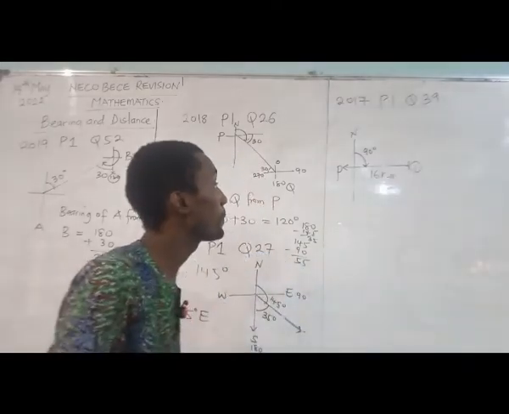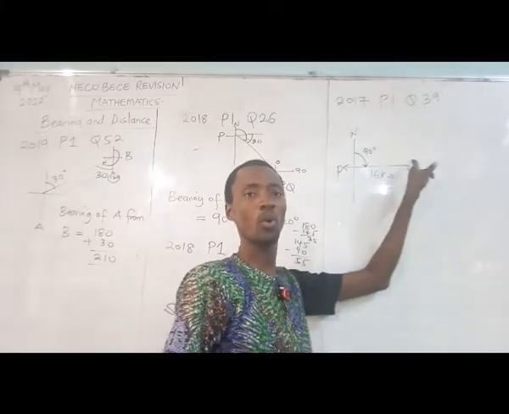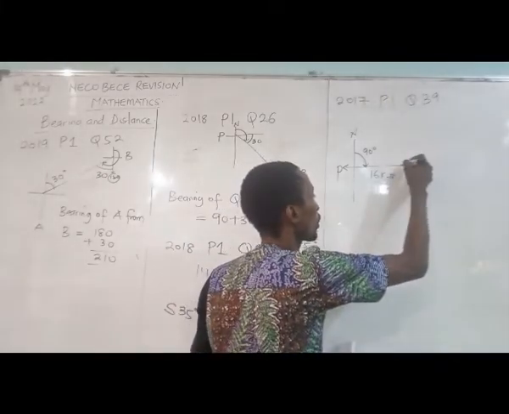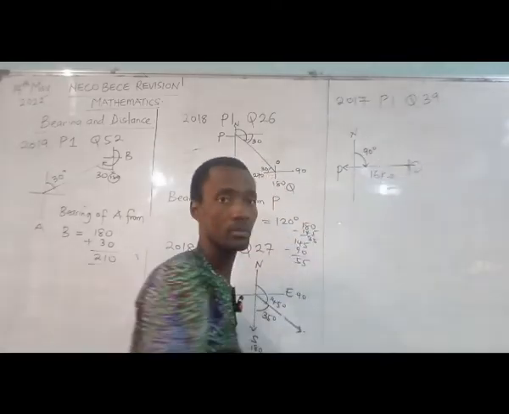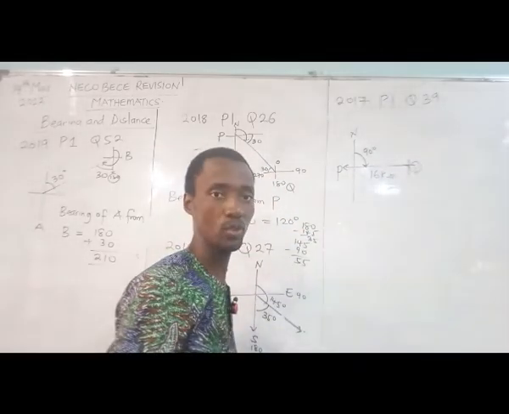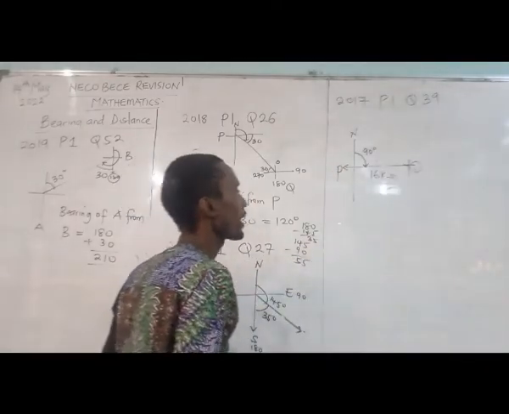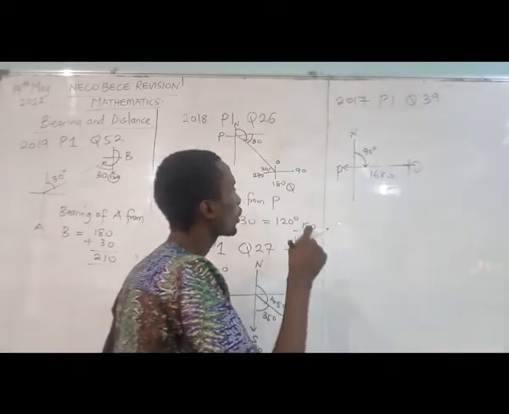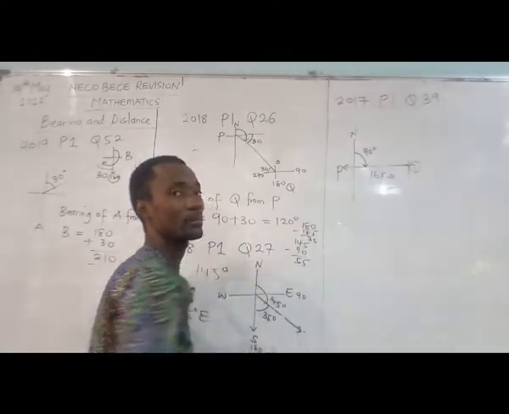School P is due west of Q. That means the reference point is on Q. West, north, east, south. Are we together? Now, having done this, they are told to find the bearing of Q from P. That is this angle.